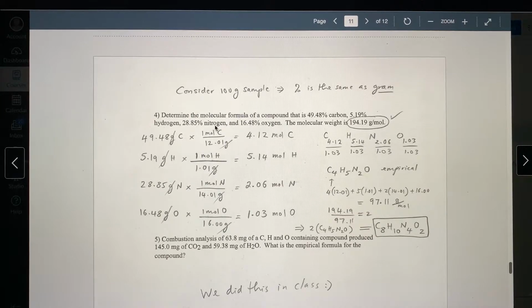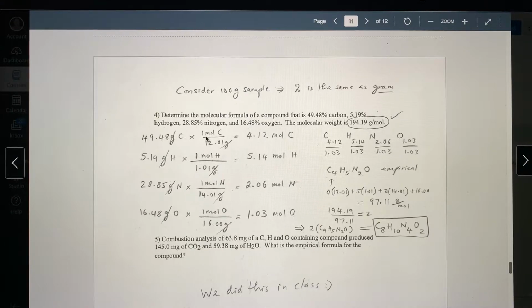So if we assume we have 100 grams, therefore 49.48% of carbon is 49.48 grams of carbon. And similarly, you have 5.19 grams of hydrogen. They come from here, you notice 5.19%. 5.19 grams, 28.85 grams of nitrogen, because percent is gram, and oxygen.